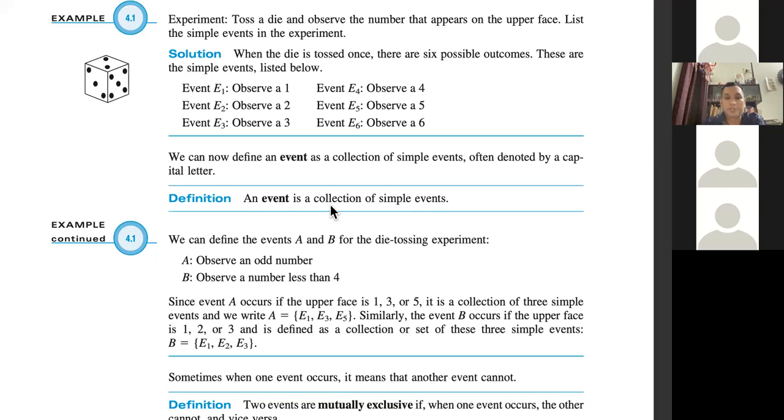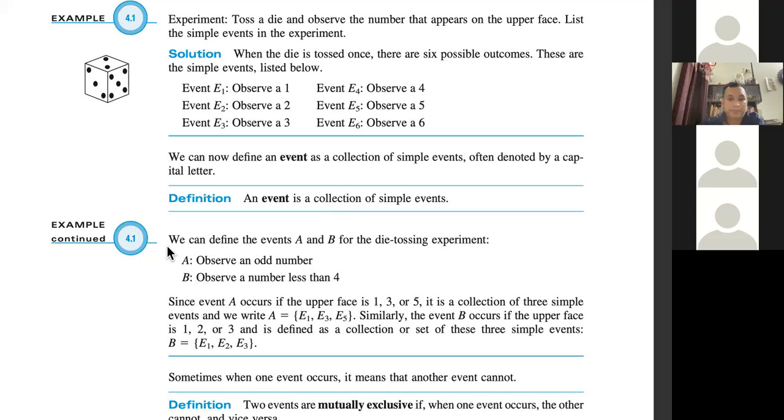There could also be a condition like an event that is only higher than 4. Then how many cases or simple events will that event contain? Sir, 1, 6 only. No, 5 as well. Oh yes sir, 5 and 6.